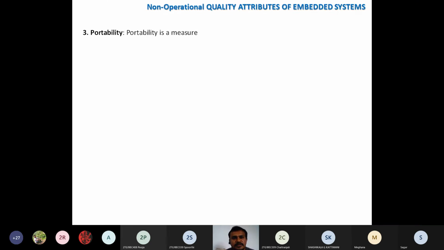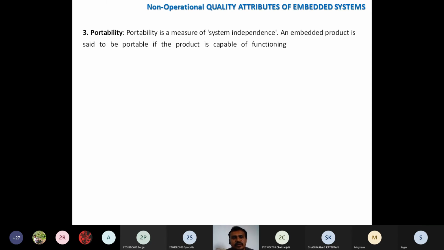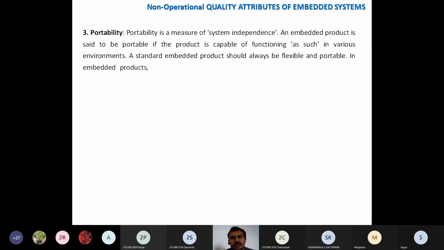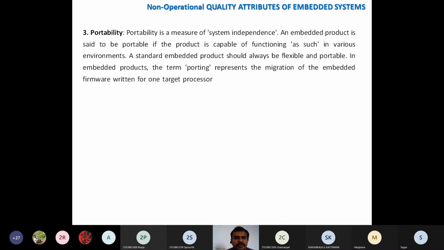Portability is a measure of system independence. An embedded product is said to be portable if the product is capable of functioning as such in various environments. A standard embedded product should always be flexible and portable. So we may replace it, it must be portable. Means in the ATM machine, the card reader must be portable from one device to another device, and it must be flexible for the operations.